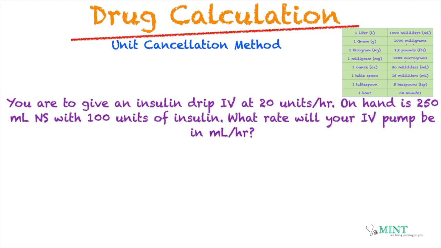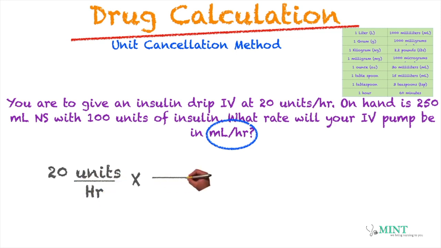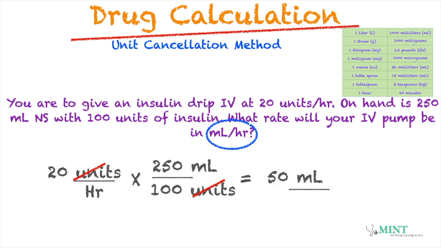You're to give an insulin drip at 20 units per hour. On hand is 250 ml of NS with 100 units of insulin. What rate will your IV pump be in ml per hour? So what is this problem looking for? ml per hour. Now let's plug in our given numbers. 20 units per hour times, on hand is 250 ml in 100 units. So we can put 250 ml over 100 units. And we get to cancel units. And now we are left with ml per hour. So we're going to do our math. 20 times 250 divided by 100. That will give us 50 ml per hour.